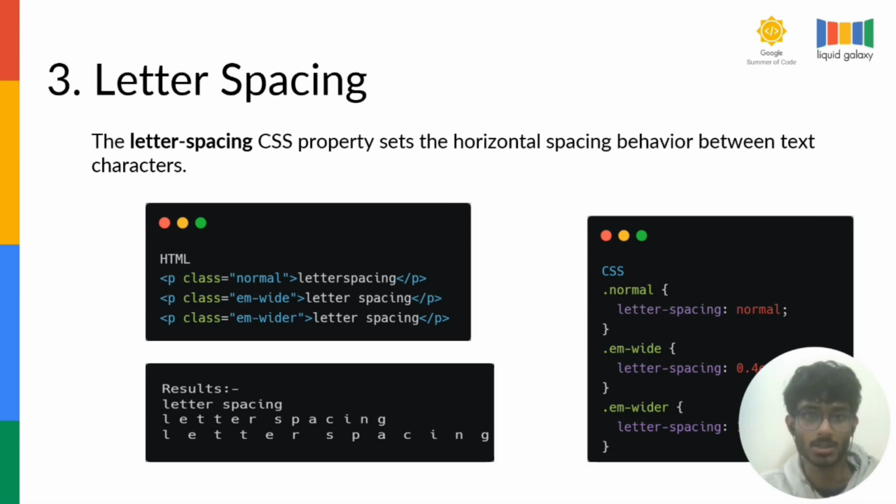The first one is normal. Here you can see the result of letter spacing. For the second one, I used 0.4 em. It looks good. And the third one is 1 em, which makes the letters fall apart, which does not look good.